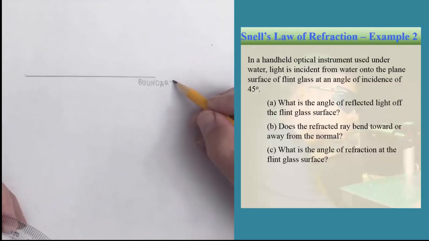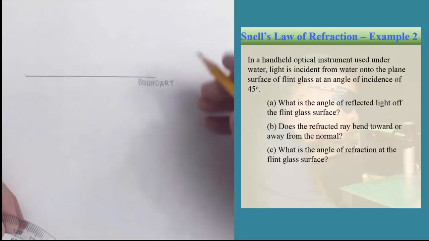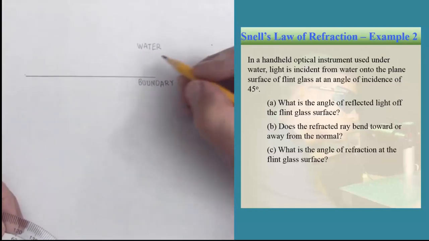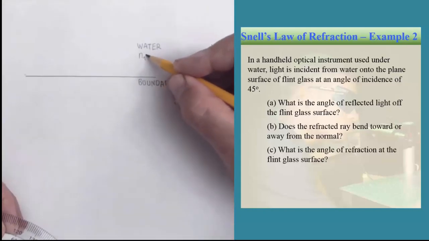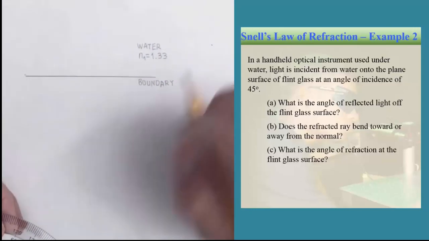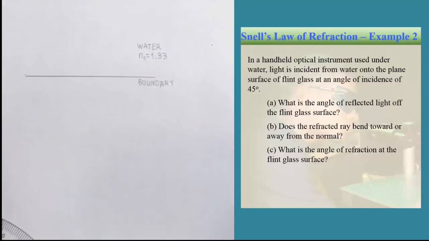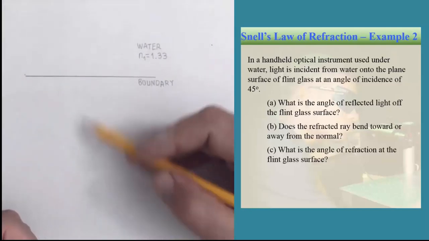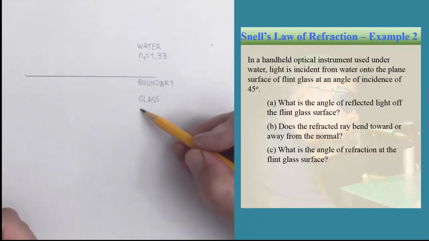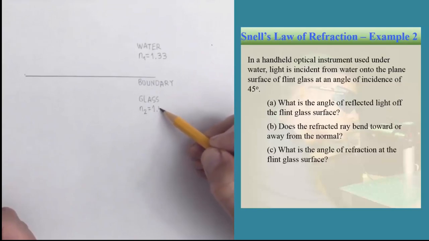So this is going to be our boundary. And so above here we have water. We know that the water has an index of refraction equal to 1.33 from one of the previous slides where we presented the table with the different indices of refraction. And then down here we have a glass, and for the flint glass, we're going to assume that the index of refraction is equal to 1.5.